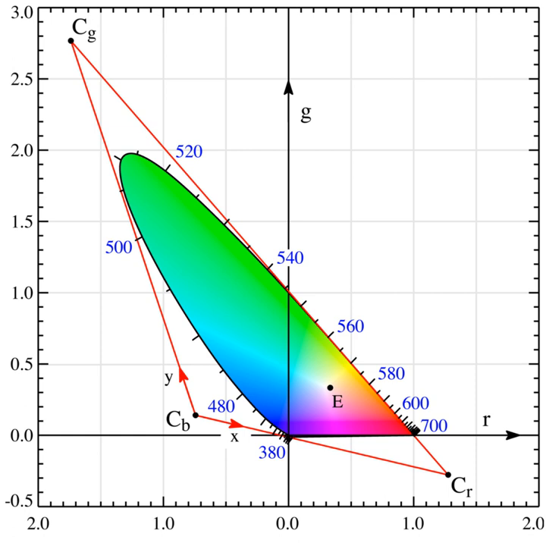CIE xy chromaticity diagram and the CIE xyY color space. Since the human eye has three types of color sensors that respond to different ranges of wavelengths, a full plot of all visible colors is a three-dimensional figure.